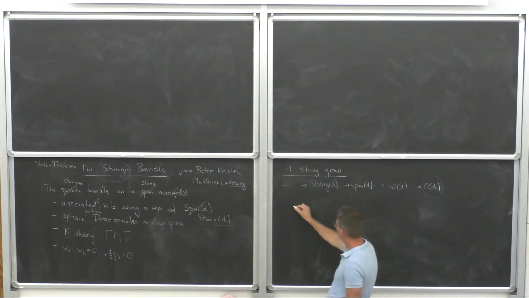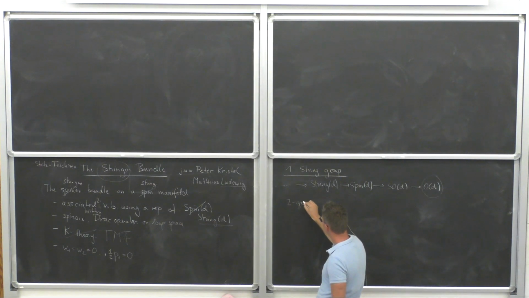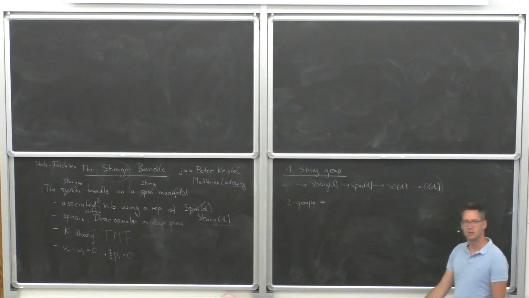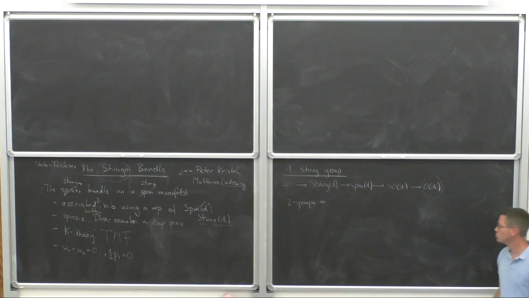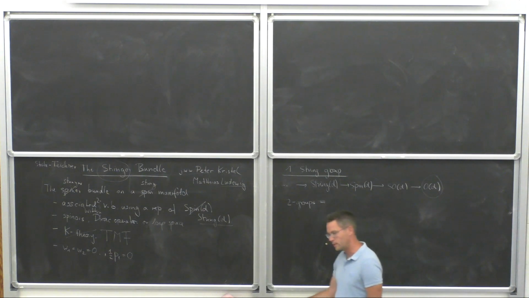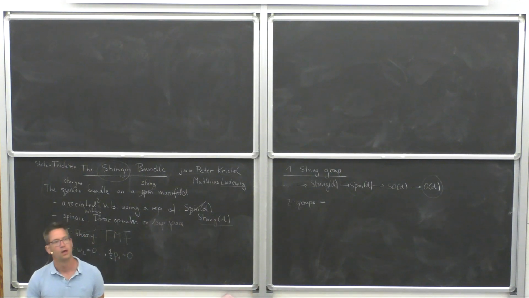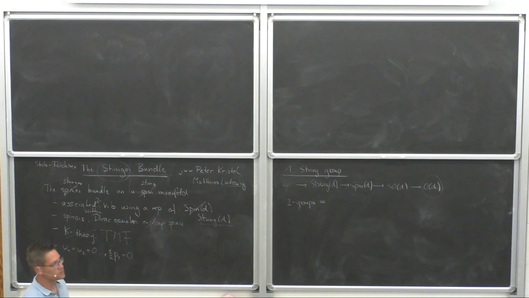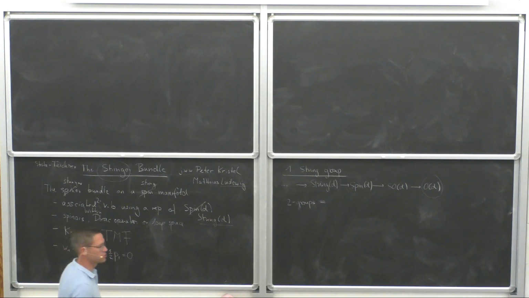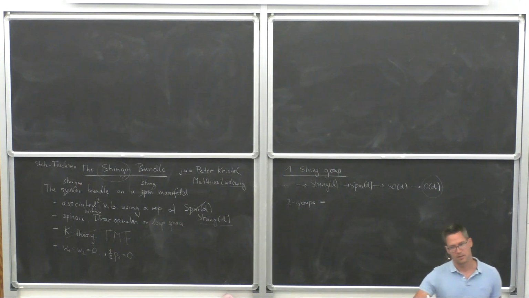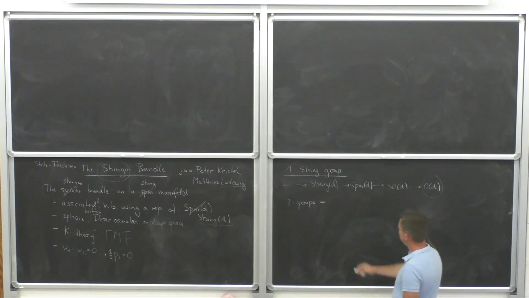So I want to talk about 2-groups. What is this? There are many ways to think about 2-groups. For example, one can look at monoidal categories where all the objects are invertible with respect to the tensor product. One can look at categories internal to the category of groups, so categories which have a group of objects and a group of morphisms, and all the structure maps are group homomorphisms. The simplest way to think about them, under some slight strictness assumption, is to think about them as crossed modules.